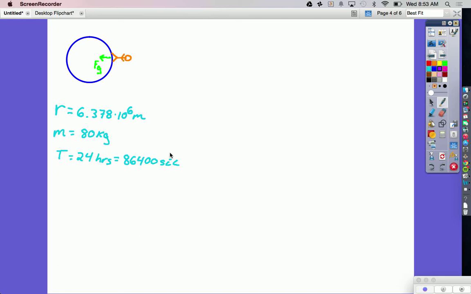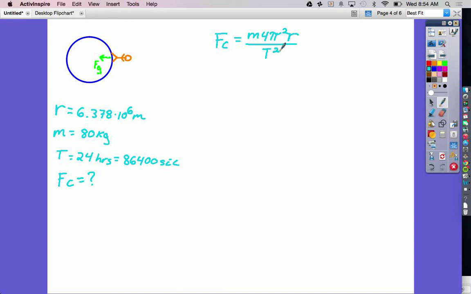So the first thing that we are trying to find is, hey, what would be the centripetal force that is necessary to hold someone onto the planet as they're spinning around? Now we know that force of gravity is the centripetal force, but we're just going to solve for basically the centripetal force. So what is that? I have to pick my equation. I have an R, I have an M, I have a T. So I'm going to choose the M, 4 pi squared R, over T squared version of centripetal force.